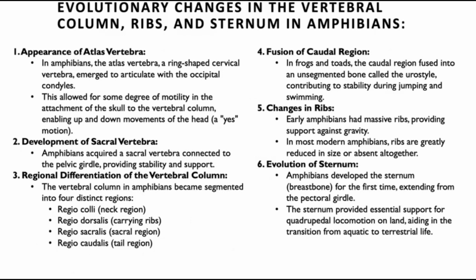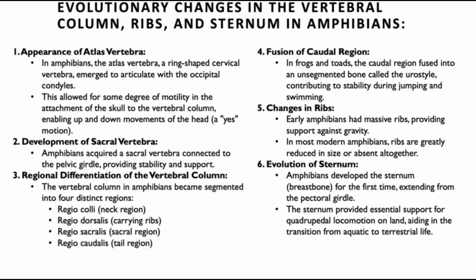Now, the changes in the ribs are the most interesting part about the amphibians, in that the early amphibians had very massive ribs. And this basically supported them so that they would have support against gravity. But now the ribs are much smaller, or maybe not even present at all, because the early amphibians were very big creatures. But the modern amphibians are very small. Okay, so a lot of the structures that they would have needed otherwise, they don't need now.